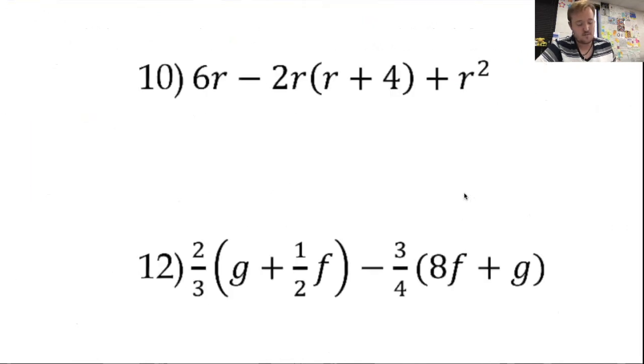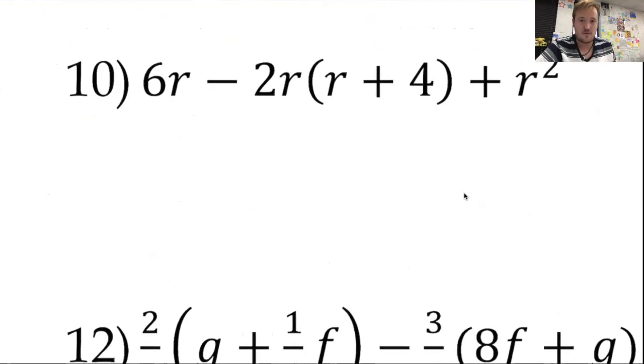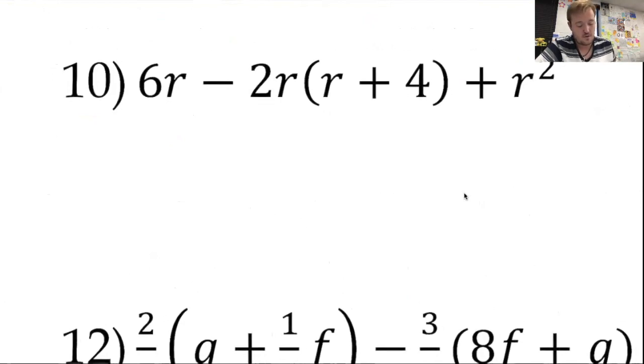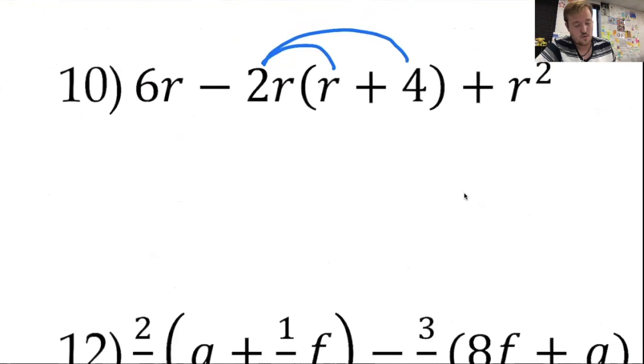So number 10. So now we're going to start bringing back the distributive property. So you always have to get rid of anything in parentheses first. Meaning here, you have to do the distributive property before you can combine like terms. So you only distribute to what's inside the parentheses. Notice how this plus r squared here, that's not inside the parentheses, so it doesn't get that negative 2r.